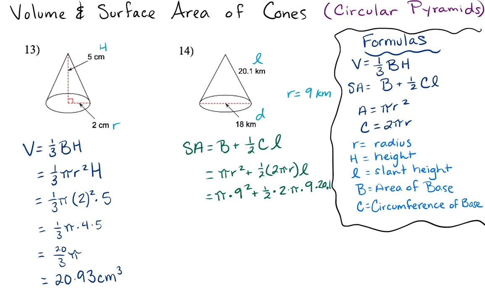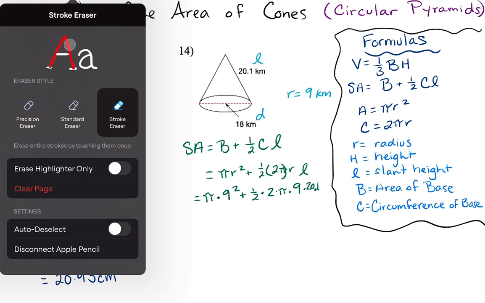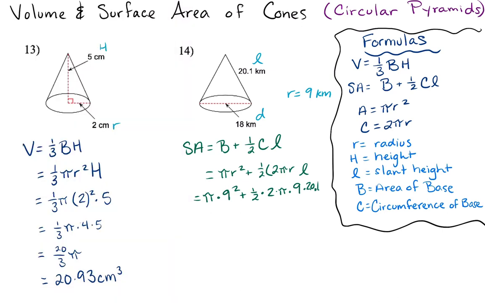Let me see if I can clean this up a little bit. Okay, there we go. Because this is a little bit more complex, I think I might use a calculator here. 81 pi is going to be this first one, since 9 squared is 81. And actually, looking at it, 1/2 and 2 are going to eliminate each other. So we just need 9 times 20.1.